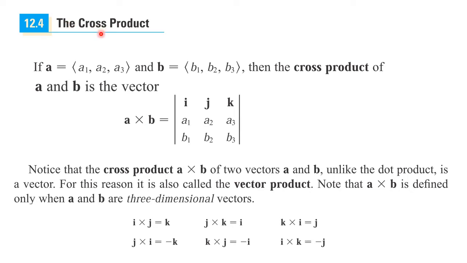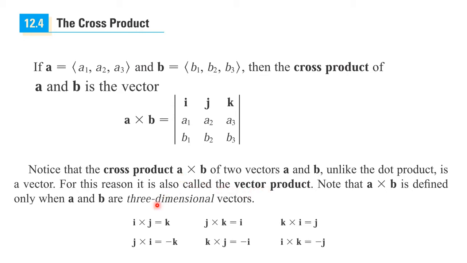The cross product. If A and B are two vectors, then the cross product of A and B is the vector A cross B, with the first row as unit vectors i, j, k. Second row, vector A: A1, A2, A3. Third row, vector B: B1, B2, and B3. In the next exercise, we'll see how to expand this. So this is called the cross product A cross B, or vector product.